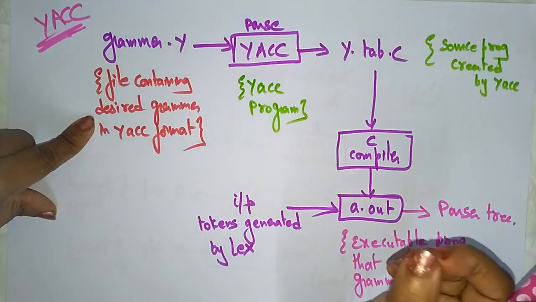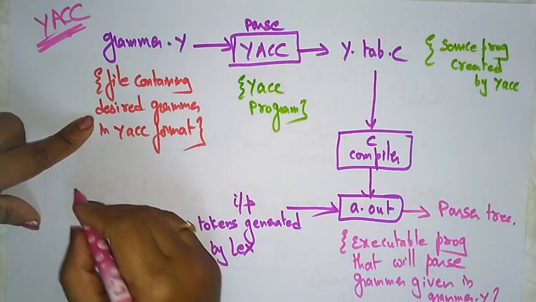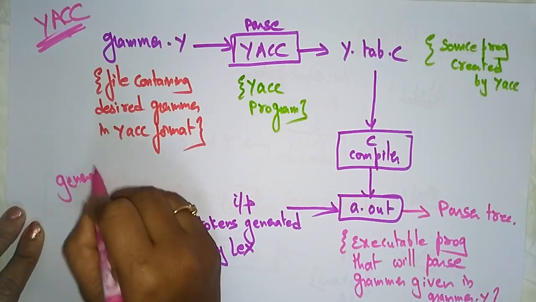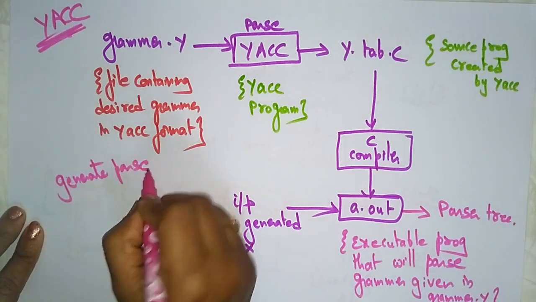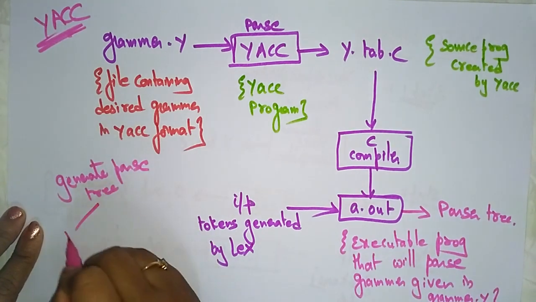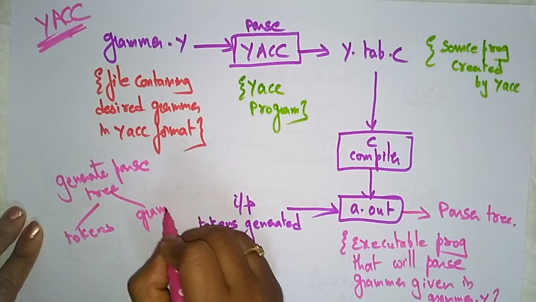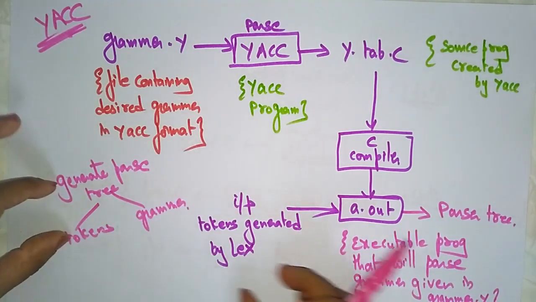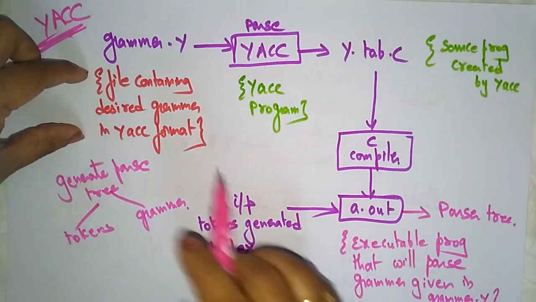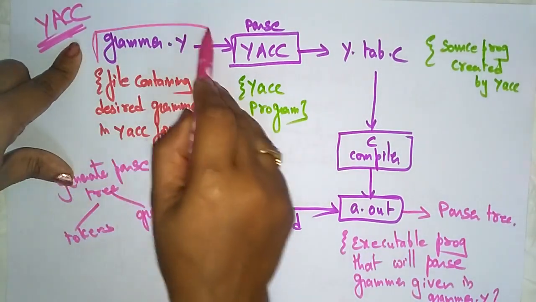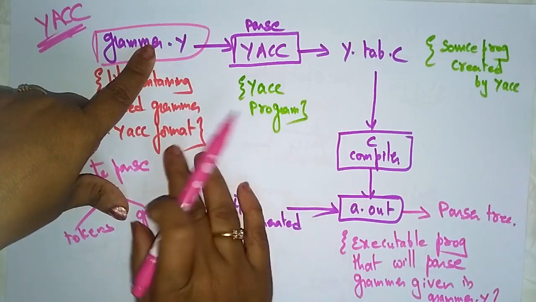Not only to generate the parse tree, we need tokens as well as the grammar, the productions also. Then only can you generate the parse tree. So this file containing the desired grammar in YACC format, that is grammar.y, is in YACC format.